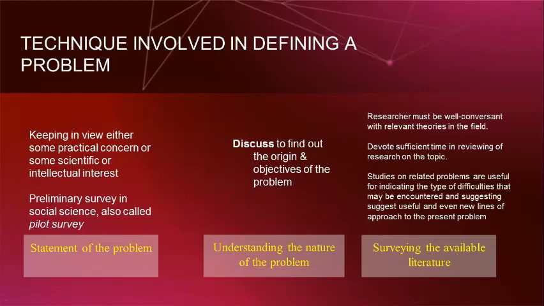What is done in social science is that it is always good to do some field observation. Like in geography, we belong to social science, so we have to do field observations. That is very much essential for the statement of the problem. And some sort of preliminary survey, which in social science is called a pilot survey. So this is very much essential. This is a technique for statement of the problem.